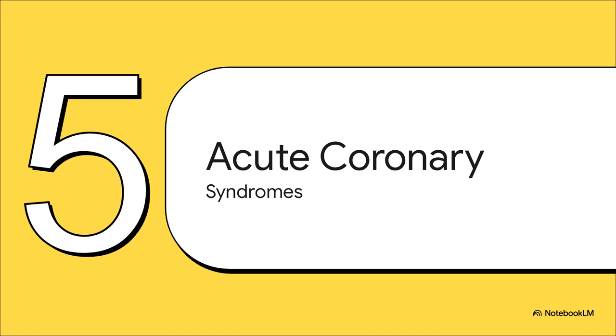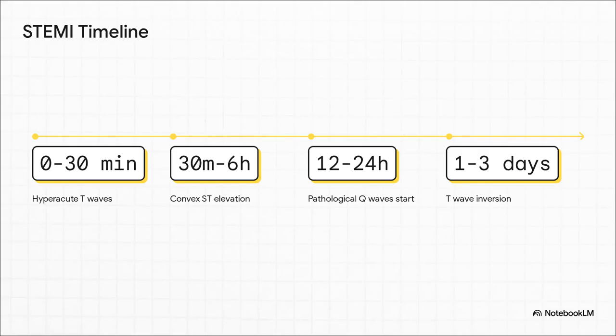Section 5. Acute coronary syndromes. So what actually happens when the blood supply to this intricate electrical system gets suddenly cut off? Here's the thing about an acute myocardial infarction. It is not a static event. It evolves predictably on an ECG over time. In the first 30 minutes, you might literally only see these massive hyperacute T waves. But give it 30 minutes to 6 hours, and you get that terrifying convex ST elevation, the absolute classic hallmark of a STEMI. By 12 to 24 hours, pathological Q waves start showing up. Think of those as an electrical scar, a permanent sign of dead tissue. Eventually, over a few days, the T wave inverts. Knowing this timeline lets you determine exactly how long the patient's heart has been suffocating.